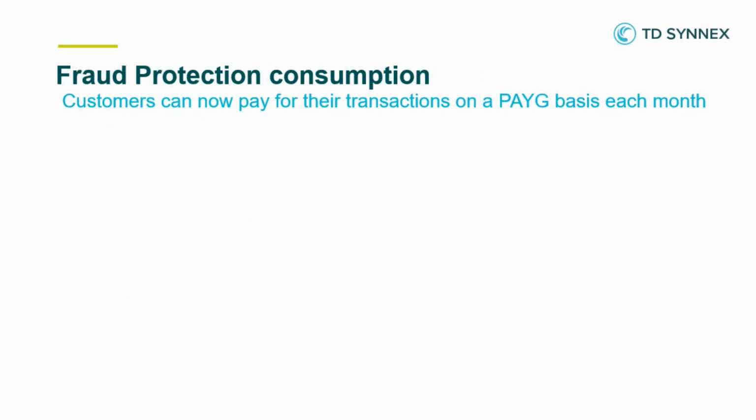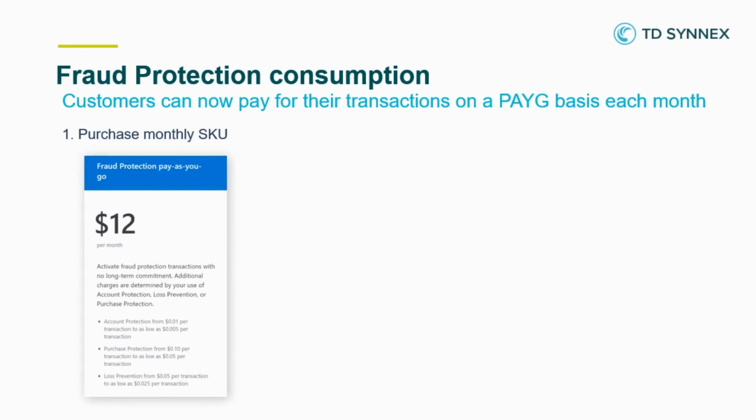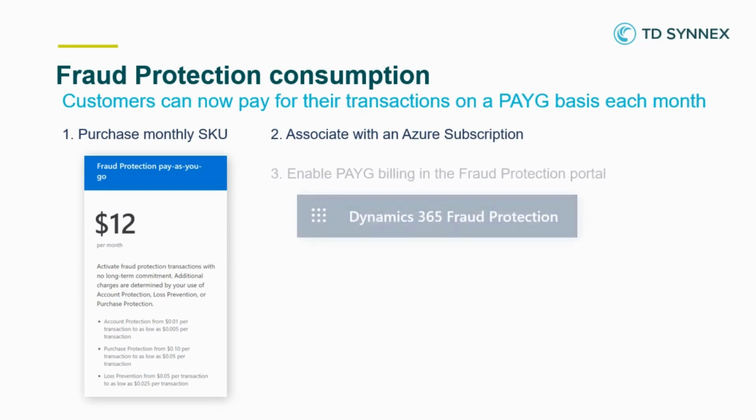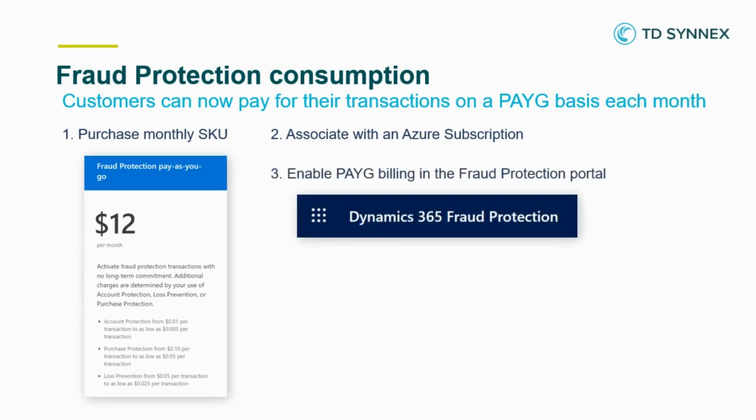There is another option available for fraud protection, and that's the pay-as-you-go option, where you can pay based on your actual monthly consumption for each fraud protection service, and there doesn't need to be any long-term commitment. So to enable monthly billing, you need to purchase a monthly fraud protection pay-as-you-go license. This then needs to be associated with an Azure subscription for the fraud protection meters to be billed through. So you would choose the Azure subscription that you want the fraud protection transactions billed against, and you would enable pay-as-you-go billing in the fraud protection portal.